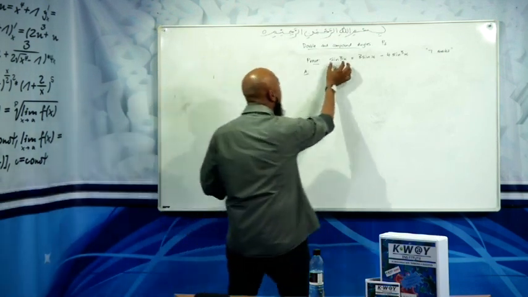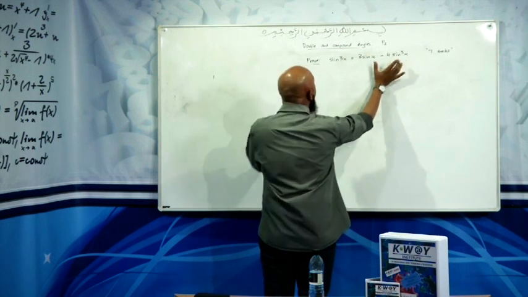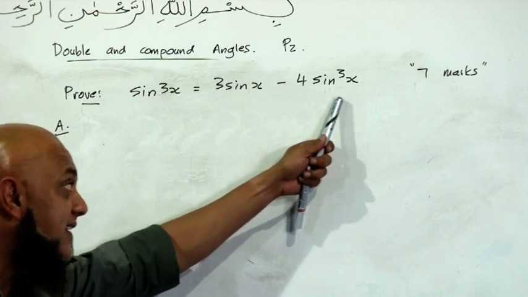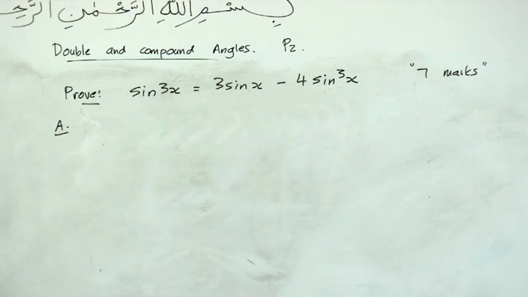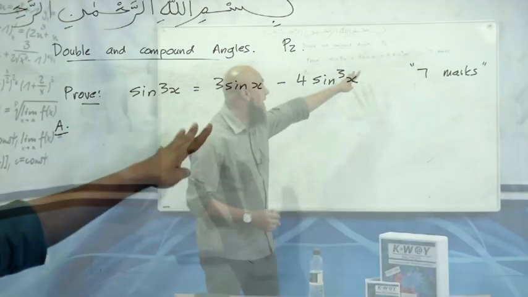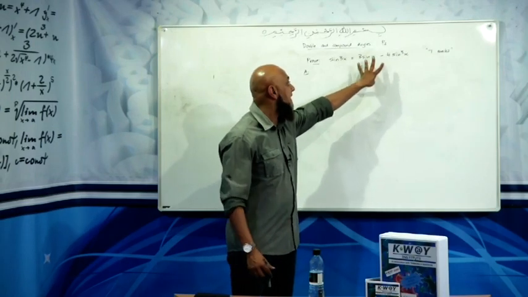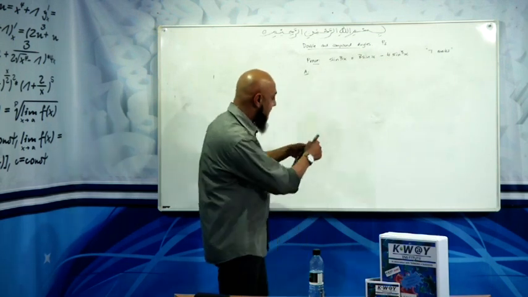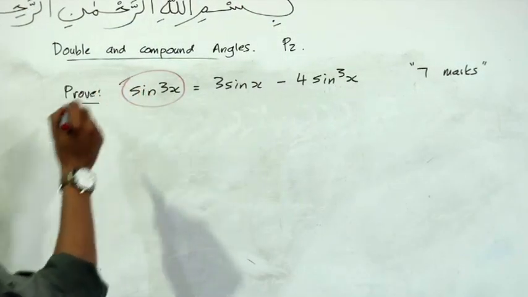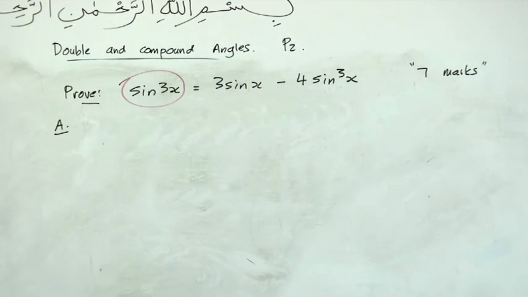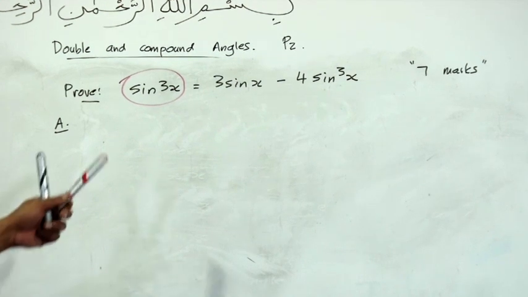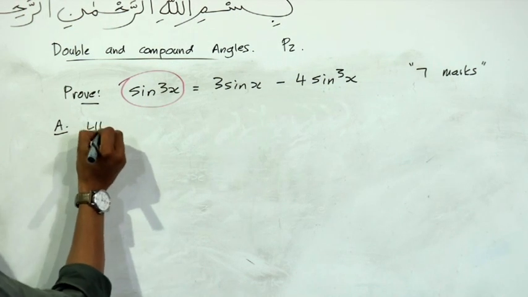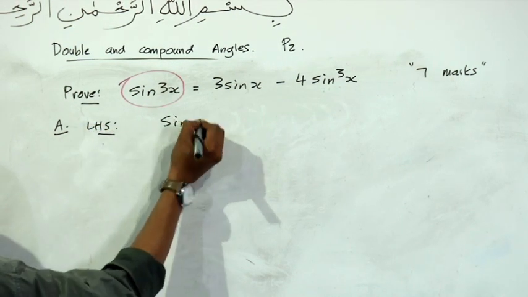Okay. We've got left hand side, we've got right hand side. To the naked eye, it looks like the right hand side is more complex than the left hand side. But mathematically speaking, the right hand side is in its simplest form. There's nothing you can do with sine x. There's nothing you can do with sine cubed x. But sine 3x is our challenge. That's what poses the challenge, not the right hand side. So we start on the left hand side. We start with sine 3x.